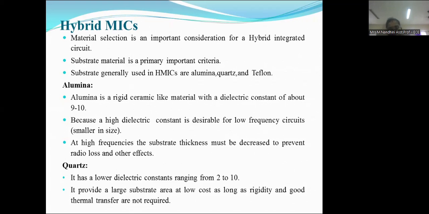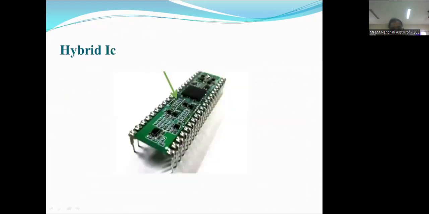It has a high dielectric constant, and with a lower frequency circuit, the circuits are smaller in size. At high frequencies, the substrate thickness must be decreased to prevent radiation loss and other effects. Then quartz, compared to alumina, has a lower dielectric constant; it ranges from 2 to 10, while alumina is 9 to 10. It provides a very large substrate area at low cost, with good rigidity and good thermal transfer. These are the basic design of hybrid MIC. It can be the interconnection of transistors, diodes, and ICs. Then we come to the hybrid IC.